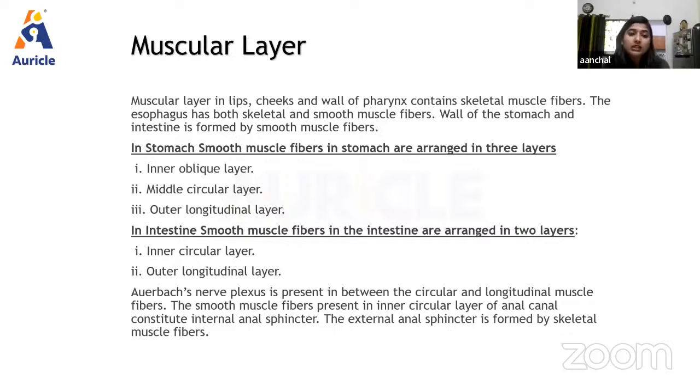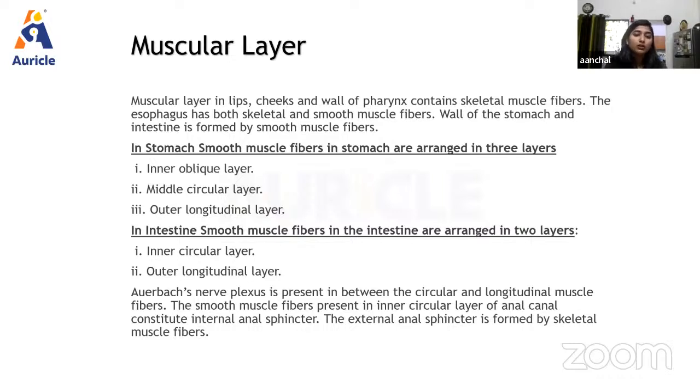The serous layer is also called serosa or serous membrane, and it is formed by connective tissue and mesoepithelial cells. It covers the stomach, small intestine, and large intestine. The fibrous layer is otherwise called fibrosa, and it is formed by connective tissue. It covers the pharynx and esophagus.